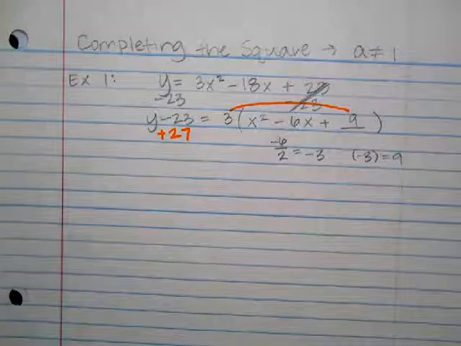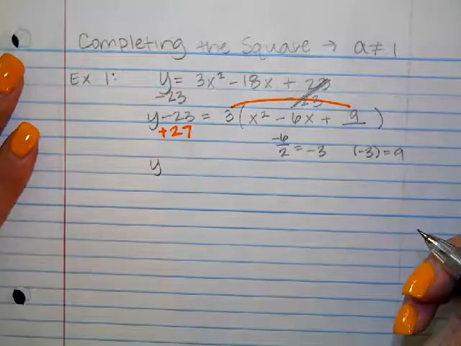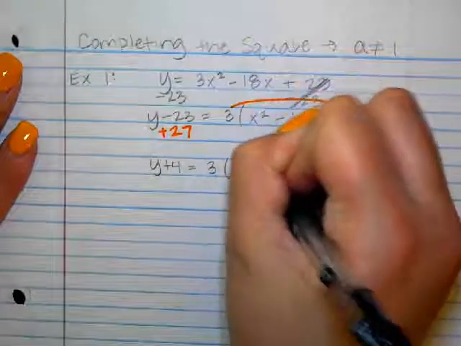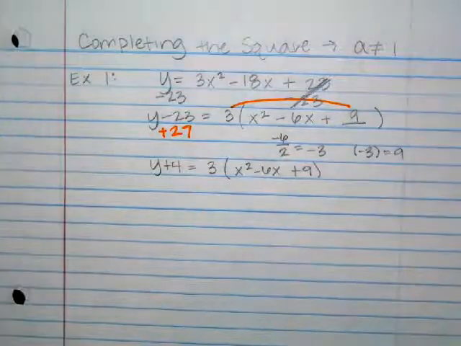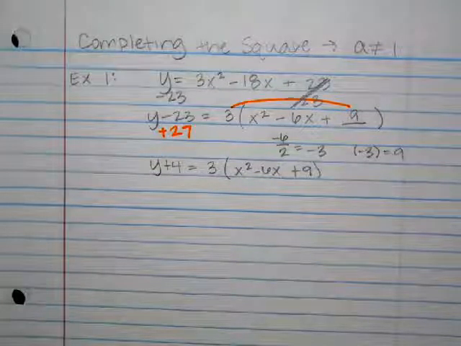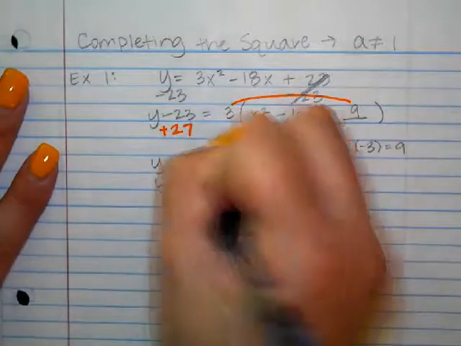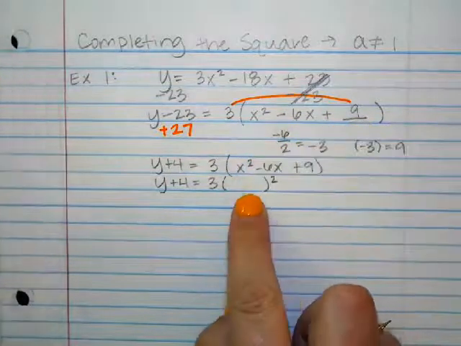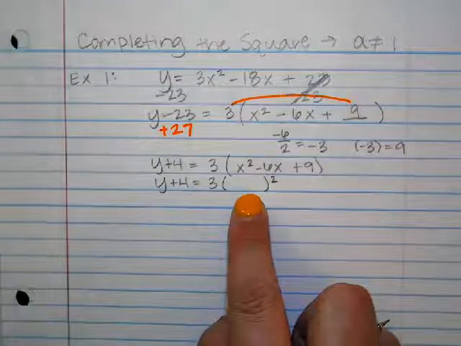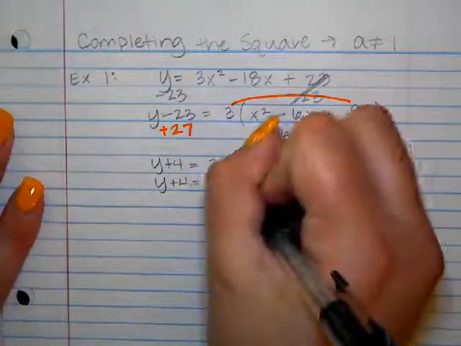Okay, so I'm going to go ahead and write down what I have. I have y plus what? Plus 4. And then I've got 3, x squared minus 6x plus 9. Now, the parentheses are still doing what they've always done. I'm still going to have parentheses squared. The way that I figured out what was in the parentheses is still the same as before. So what should go in these parentheses? X minus 3, because when I divided by 2, I got negative 3. So I should still say x minus 3.